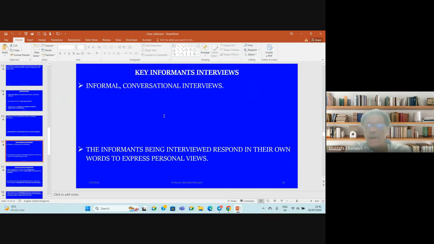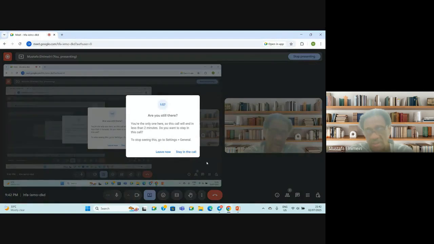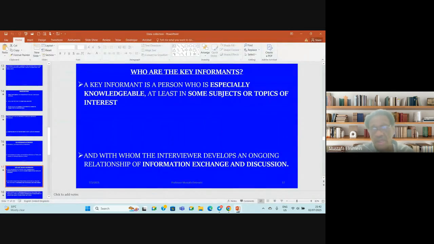Also, we can talk about key informant interviews, which is another variety of interviews. These are informal conversational interviews, and the informants being interviewed respond in their own words to express personal views, opinions, and their experience. And now we can ask, who is the key informant? This is very important for us.